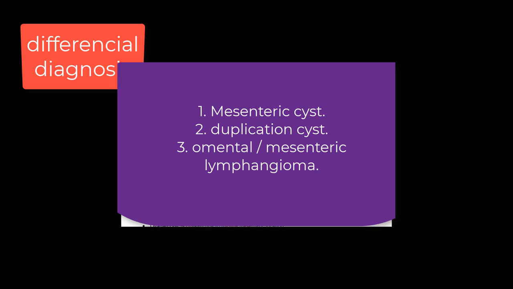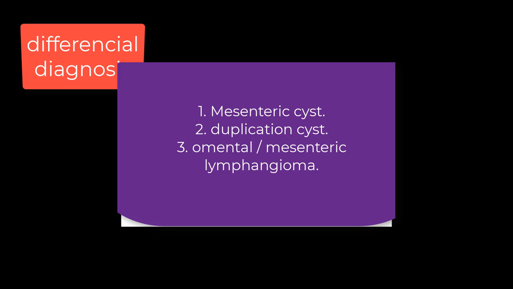3. Omental/mesenteric lymphangioma. Key features: multiloculated cystic mass, often large. Usually not tender unless infected or hemorrhagic. Contains chylous or serous fluid, no fat/calcifications. Next steps: if asymptomatic, observe with ultrasound. If large or symptomatic, surgical excision.